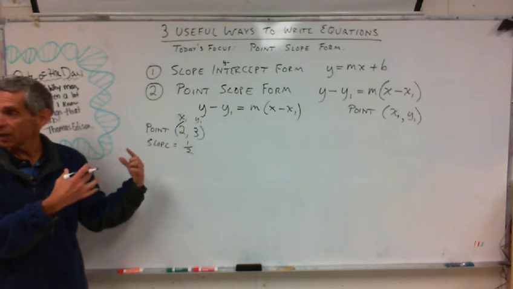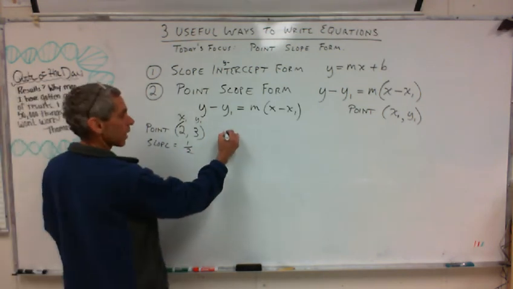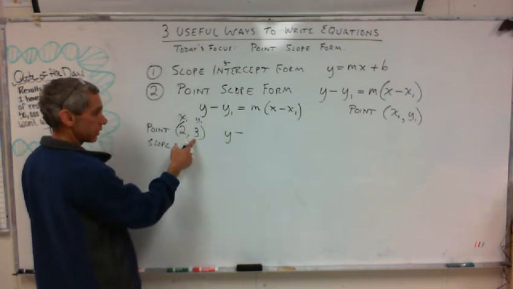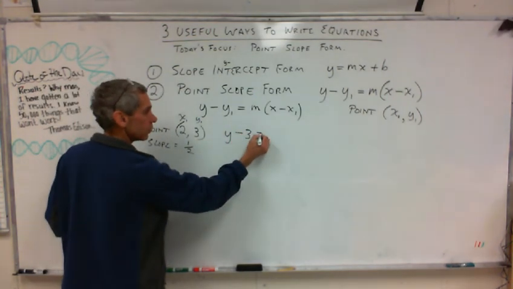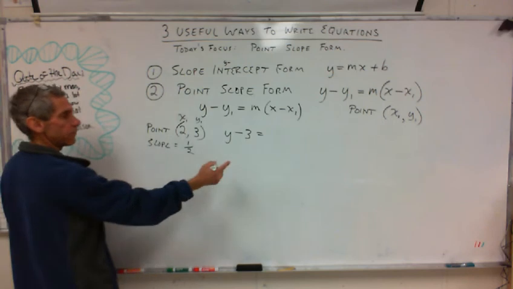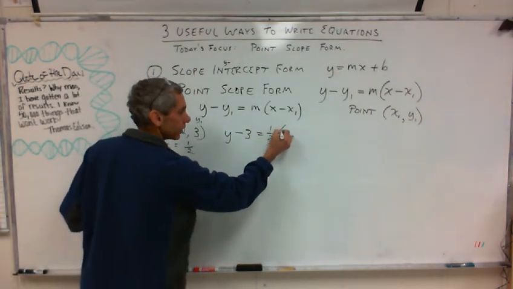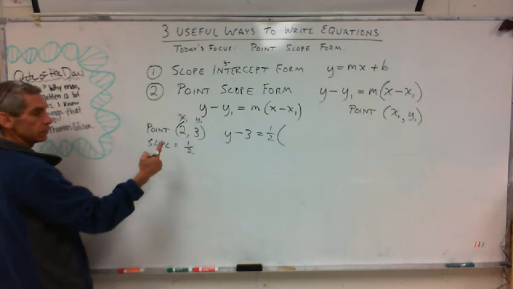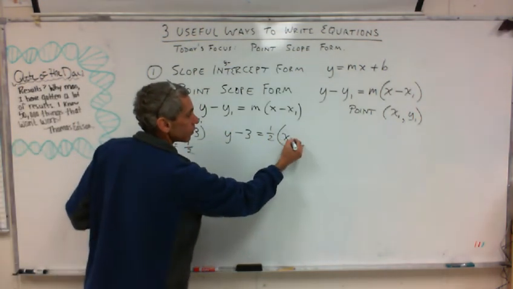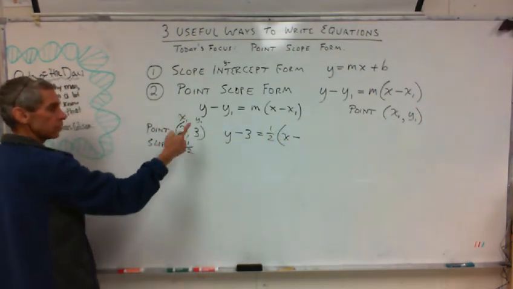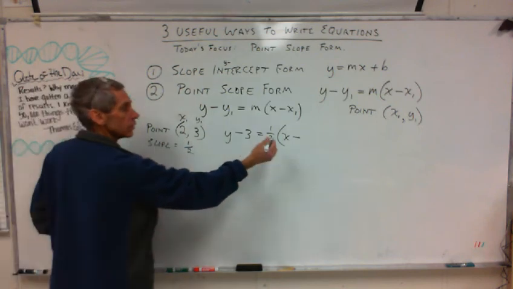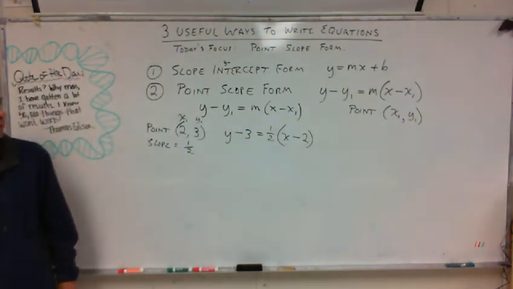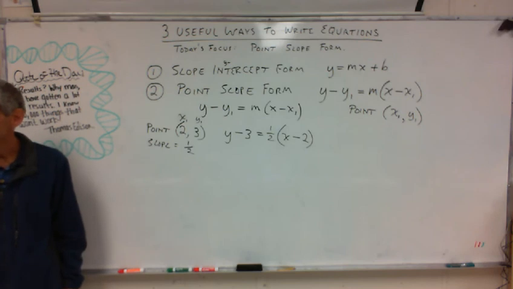So all I do is just plug it in, right? It's really easy. So we got y minus y sub 1, that's 3. y minus 3 equals, m is 1/2, parenthesis, because you always have parenthesis after your slope, right? And then x minus x sub 1, that is the 2. And I put a 2 right here. All right. So that wasn't hard, was it? No. That was easy.